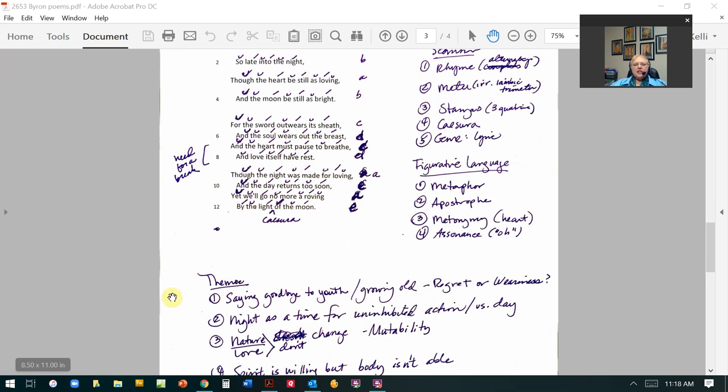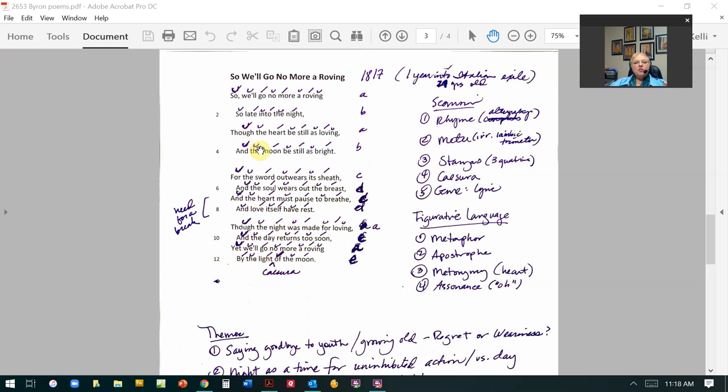One of the other themes here is that the night is a time for uninhibited action versus the day, when you act soberly and responsibly, right? So that's a theme that I think is consistent in poetry. And then mutability is another thing, that his body changes, but nature and love don't, right? Because he says, "though the night was made for loving," so that stays the same, "and the day returns too soon," right?